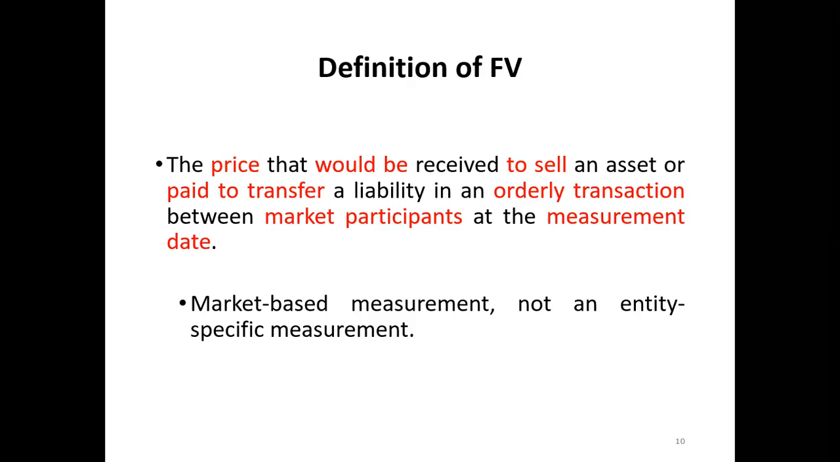And also, it is between the market participants. So the buyers and sellers, they are willing, knowledgeable, able, and independent. They have all these characteristics. They are independent, not related parties. They are willing, and also they are able, right? And also they are knowledgeable. So they are pretty much aware of the transaction as well as the market condition. So we are talking about the market participants.